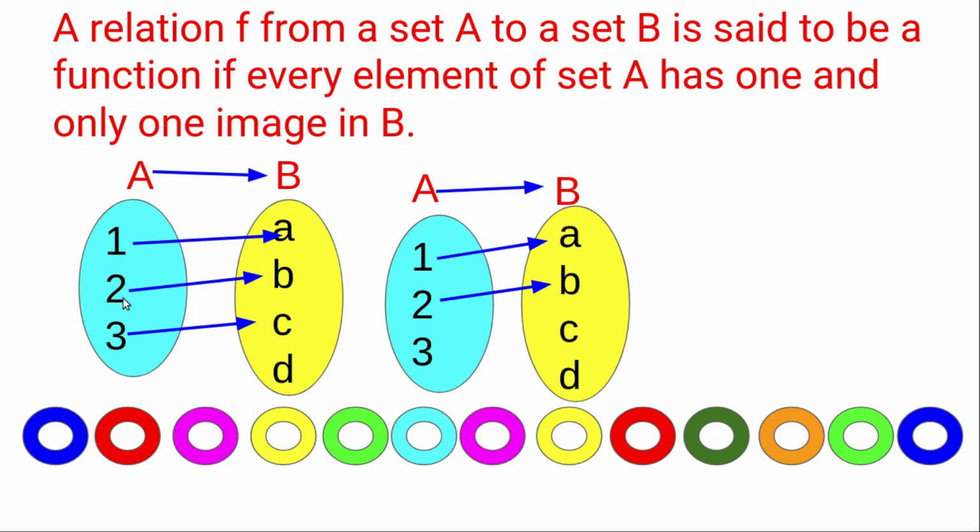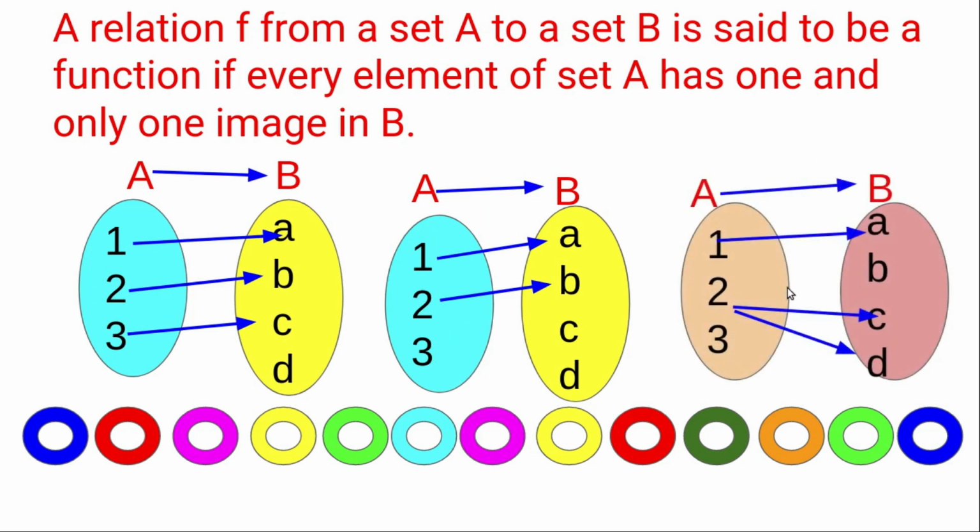Here from each element there is only one arrow mark, so this is a function. Now here from 3 there is no arrow, so this is not a function. Now in this case there are 2 arrows or 2 images for this element 2, and also 3 has no image. So this is not a function. Every function is a relation, but a relation need not be a function. These two relations are not functions.